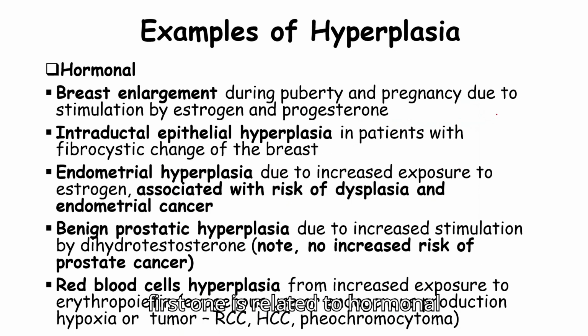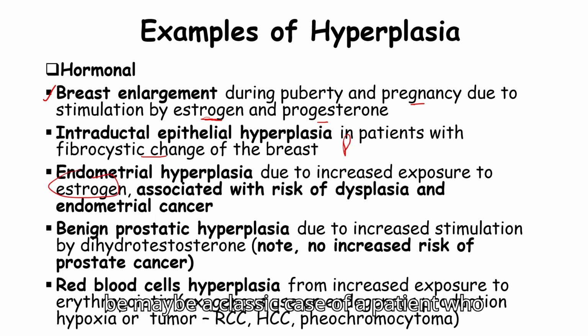The first one is related to hormonal stimulation. The first example is breast enlargement during puberty and pregnancy due to the effect of estrogen and progesterone. That would be a classic physiologic example. Another example is intraductal epithelial hyperplasia in a patient with fibrocystic change of the breast, also related to hormones like estrogen. Then endometrial hyperplasia due to increased exposure to estrogen.